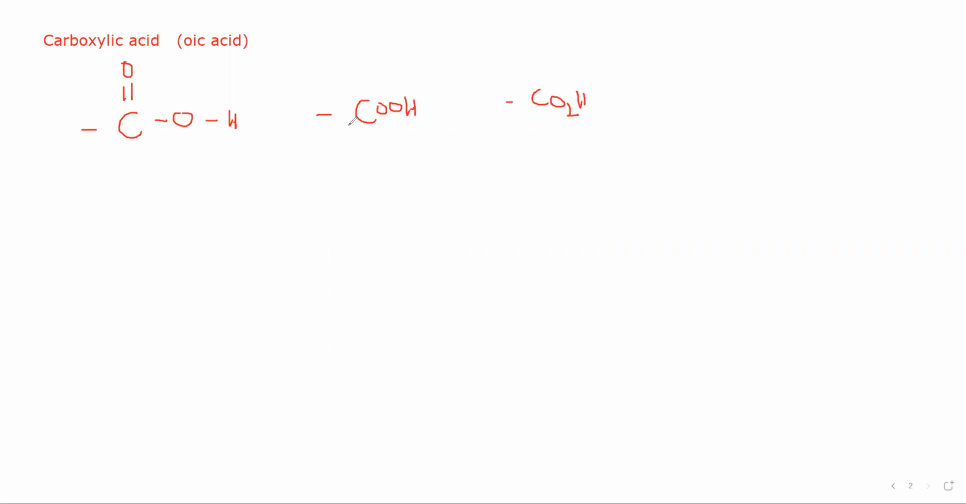For naming carboxylic acid, it is very easy because we don't have to number the carbon atoms. This is always the first carbon atom, and this group is always at the end, so C double bonded with O and OH. For example, this will be CH2 and this will be CH3. How many carbon atoms are there? 3. What is the prefix used for 3 carbon atoms? Prop, so I will write prop.